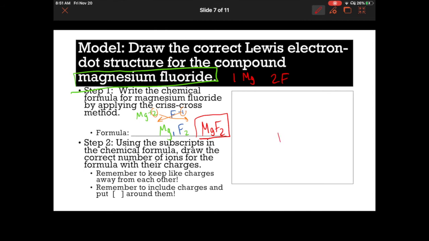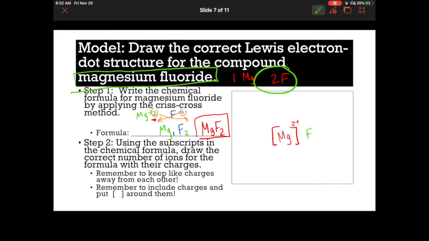So let's start with magnesium. Put magnesium in the middle. Again, magnesium is that metal. That +2 means it's lost 2 electrons. So you draw nothing but that +2 charge. Okay, now we have to draw the fluorines. So we have 2 of them. Let's just draw one of them right here. And you always want to try to keep it as simple as you can first.